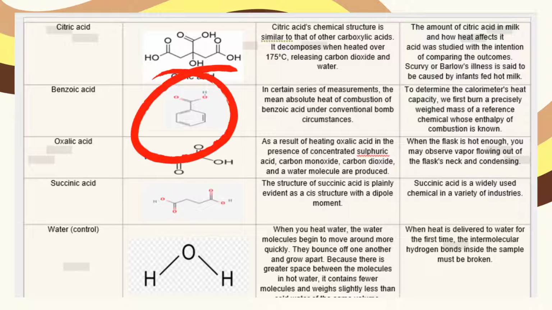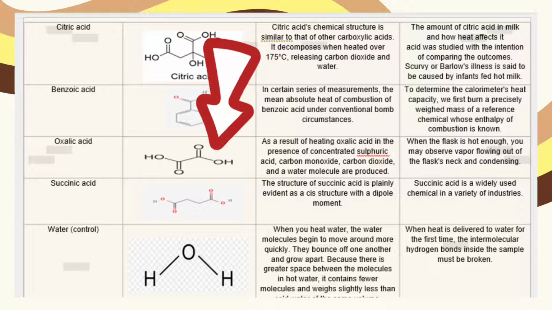In a certain series of measurements, the mean absolute heat of combustion of benzoic acid under conventional bomb conditions. To determine the calorimeter heat capacity, we first burn a precisely weighed mass of a reference chemical whose enthalpy of combustion is known. Oxalic acid.